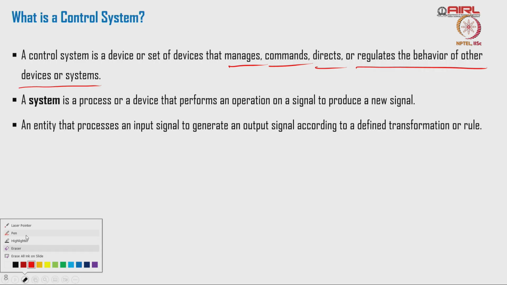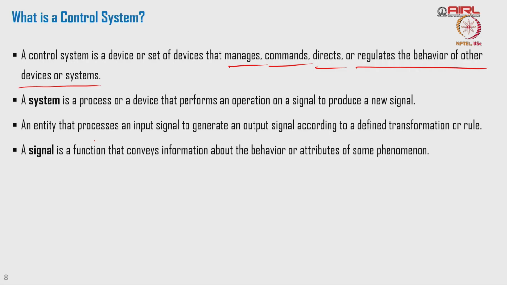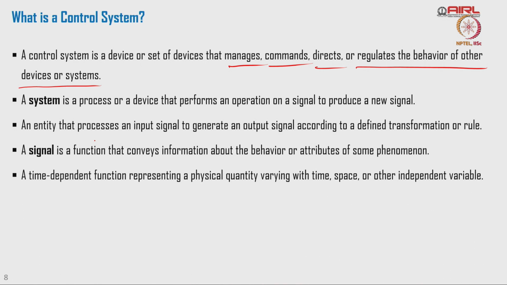Fine. Now, what is a signal? A signal is a function that conveys some information, like speech signal, image signal, video signal, which conveys some information about the behavior or attributes of some phenomenon. It is a time-dependent function representing a physical quantity varying with time, space or other independent variable.